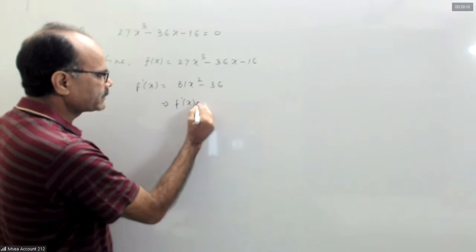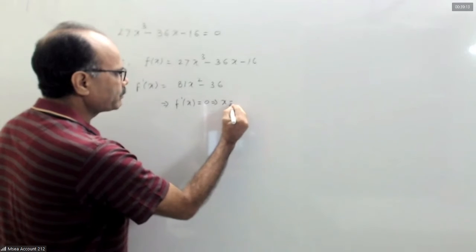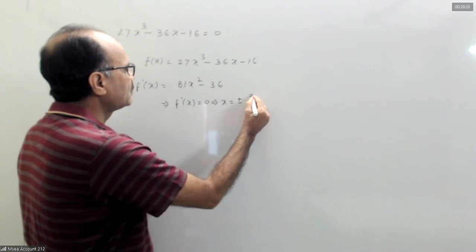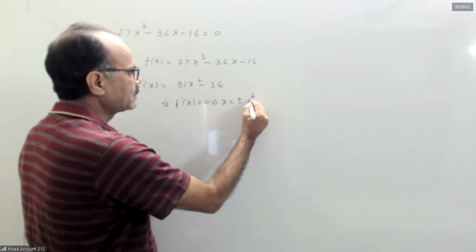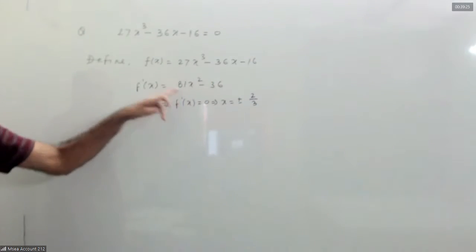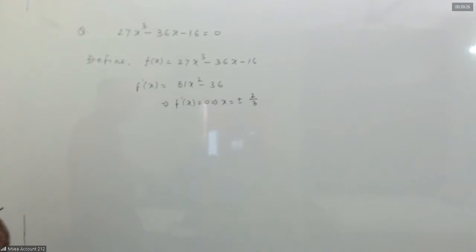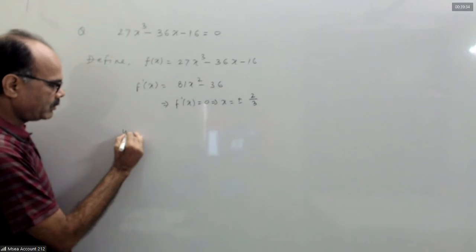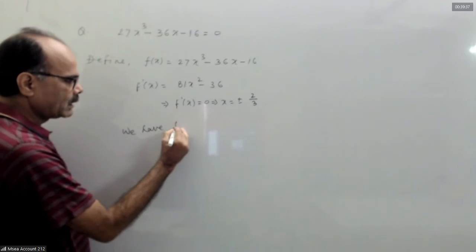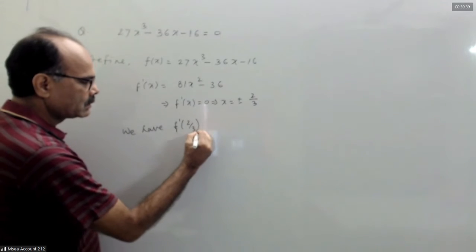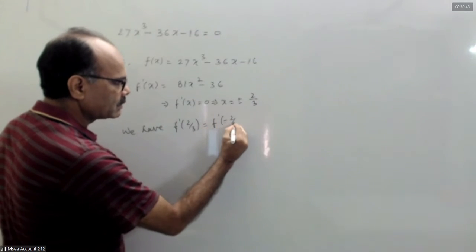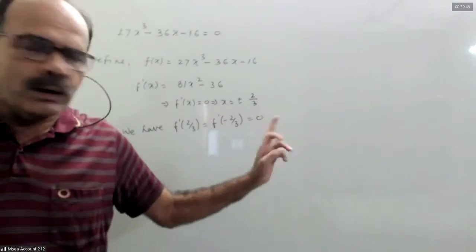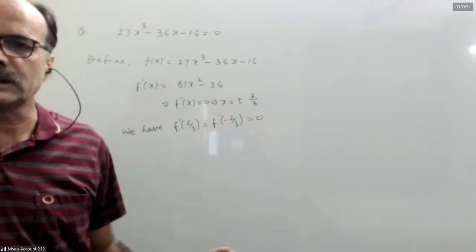f dash x equal to 0 gives us x equal to plus minus 2 by 3. x square is 4 by 9, so x is plus minus 2 by 3. Now f dash 2 by 3 equals f dash minus 2 by 3, which equals 0. So one of these two numbers, either 2 by 3 or minus 2 by 3, has to be the repeated root.